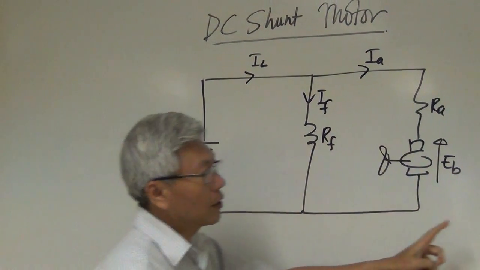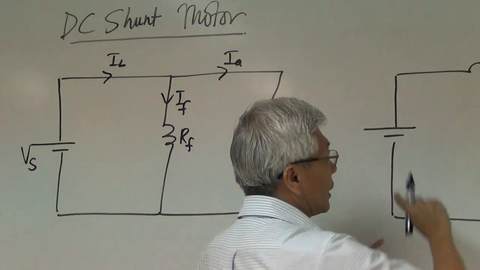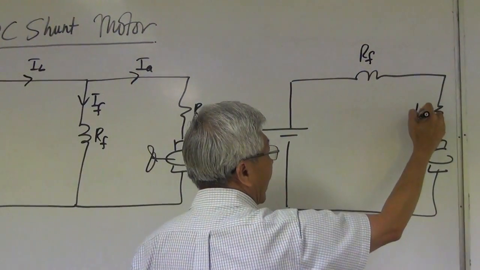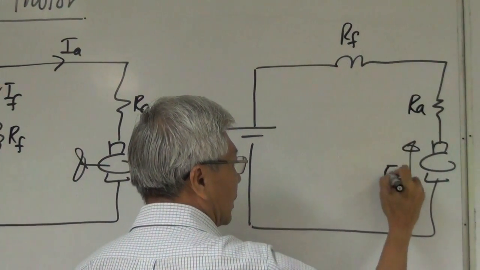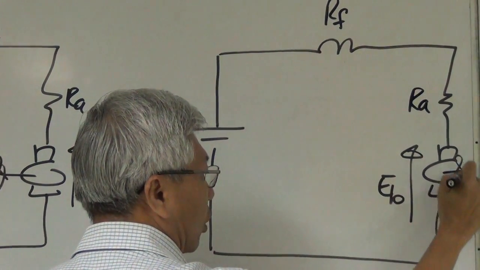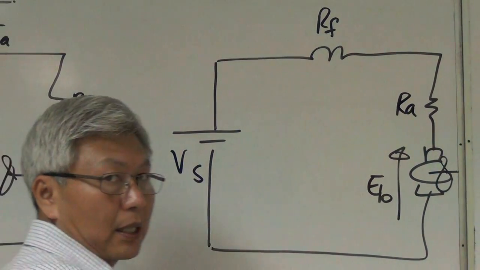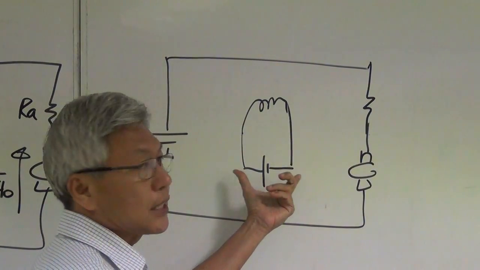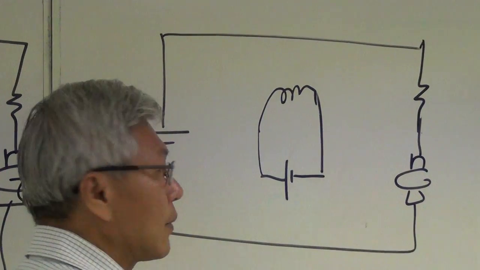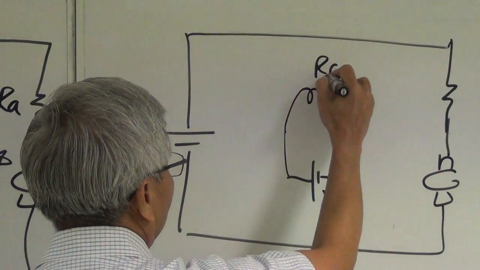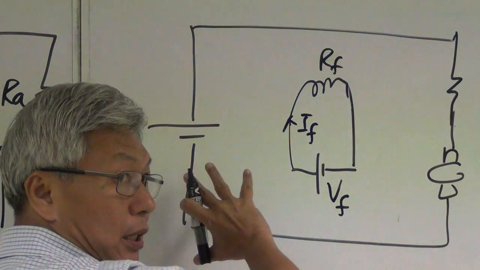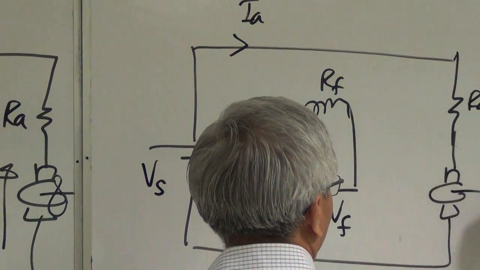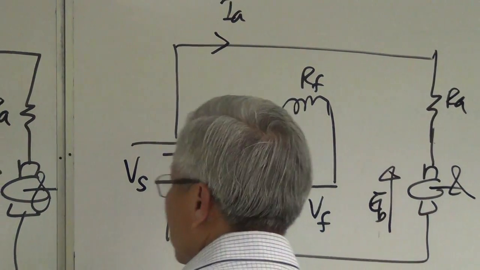Now the next circuit is the series motor. Series motor. You see, there's no parallel circuit now, it's just one simple series circuit. This is the field winding and the armature winding. And again, here's the EB, and here's the motor and VS. The third one is called separately excited motor, separately, because the magnetic circuit, just like the generator, is separately excited. So you have VF, you have RF, and we have IF, which is a separate circuit from the armature. So you have VS, you have IA, you have RA.